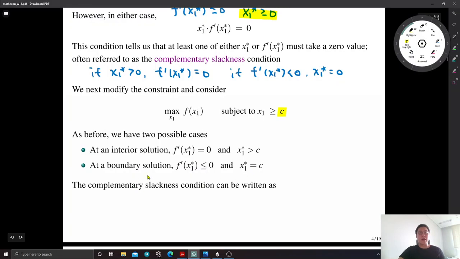Okay? So now the complementary slackness condition can be written as, no matter where we have a solution, the product of the derivative and x1 star minus c is going to be 0. So the condition can be written as x1 star minus c times f prime is always equal to 0.